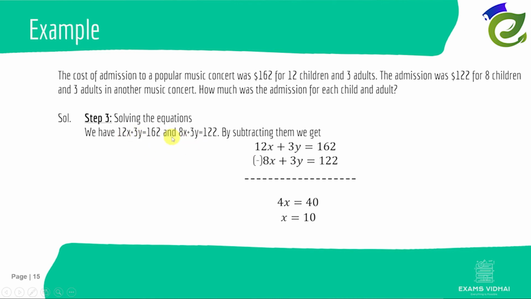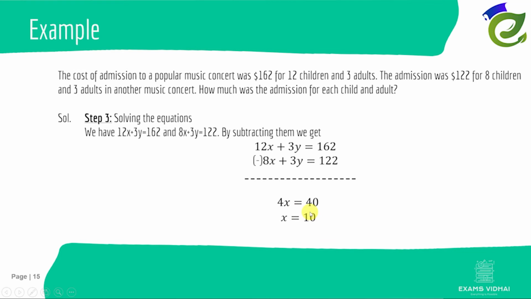Here, we can already see that the coefficients of y are equal, 3 and 3, so I don't have to multiply anything with anything. If I directly subtract them, I'm going to cancel out y. So write the equations and subtract them. 12x minus 8x is 4x, 162 minus 122 is 40. So x is 10.